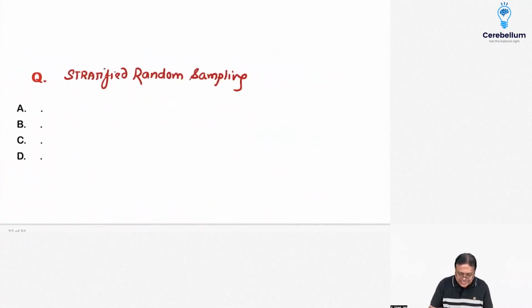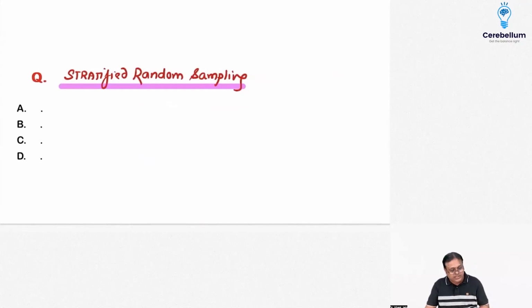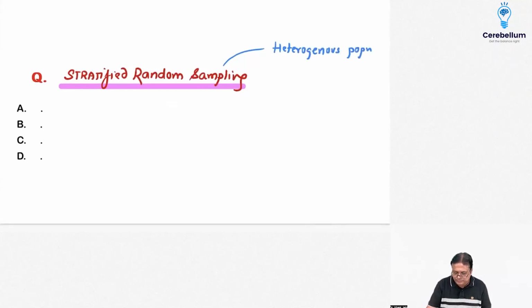There was a question on stratified random sampling, but this is the maximum students have been able to tell me. I'll tell you what stratified random sampling is, as we discussed in our main videos, mission videos and marathon session also. You divide a heterogeneous population into homogeneous groups or strata.